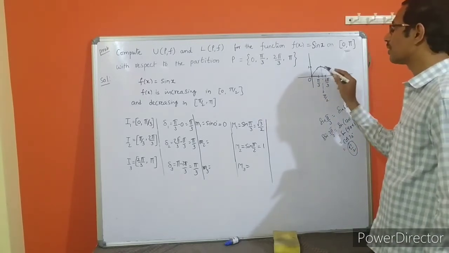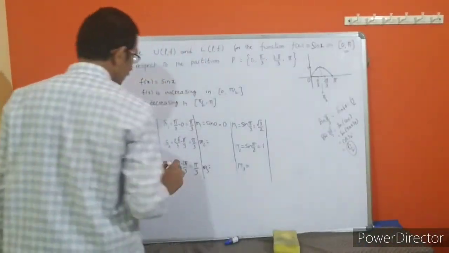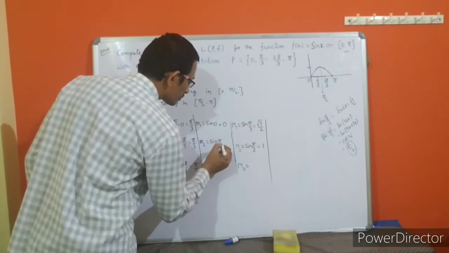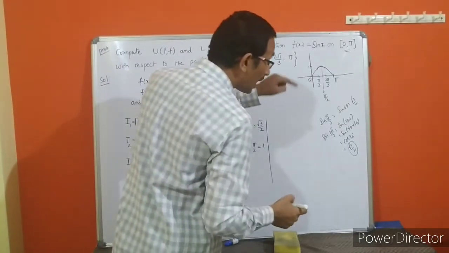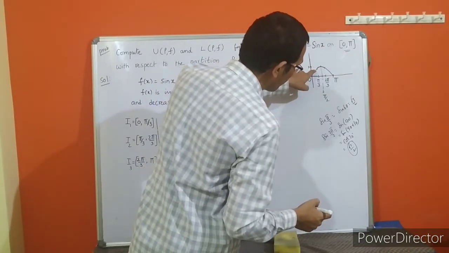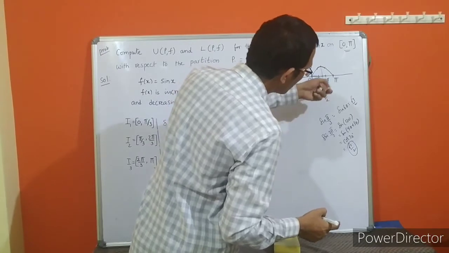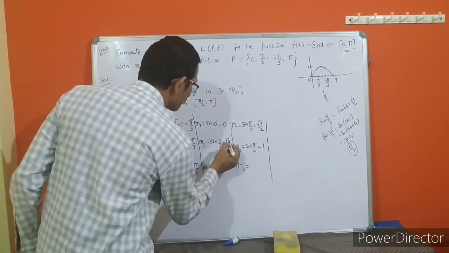So this is what you have to observe properly for this function. Take care. Sin pi by 3, of course, equals sin 2 pi by 3. That means the minimum occurs not at one endpoint only; at both the endpoints it gets the minimum value, and the minimum value is the same at both endpoints. That is root 3 by 2.